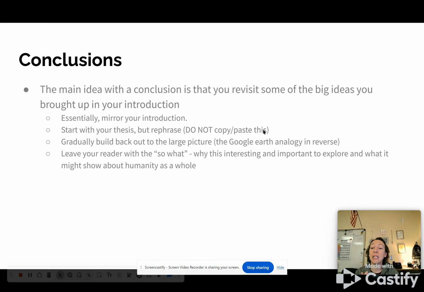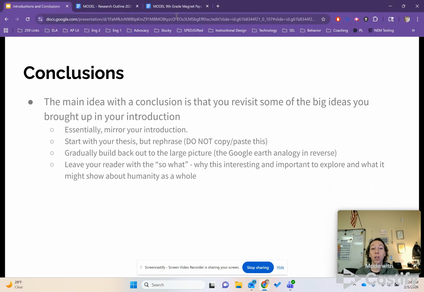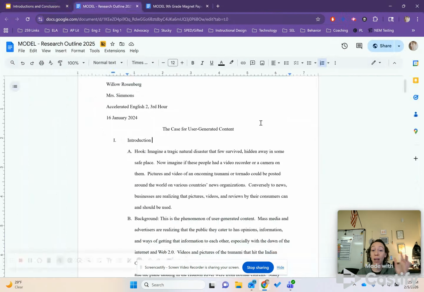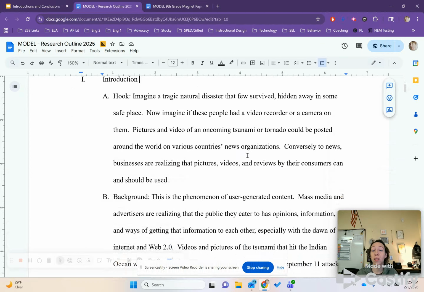So then you want to leave your reader with the so what. Why is this interesting? Why was it worth reading this paper? And what might it show us about humanity as a whole? Okay, so those are the things that we can do with our conclusions. So I want to just very briefly show you on my outline, and you can access this outline at any point, that I do have some examples there.